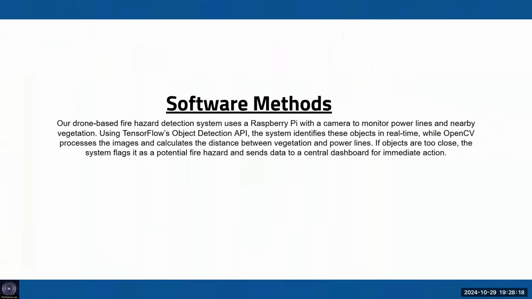The first step is data acquisition and pre-processing. The drone's camera captures real-time video and still images, which are streamed to the Raspberry Pi for immediate processing. The use of OpenCV, the open source computer vision library, allows us to pre-process images, including filtering, contrast adjustments, and edge detection, which enhance object detection accuracy.